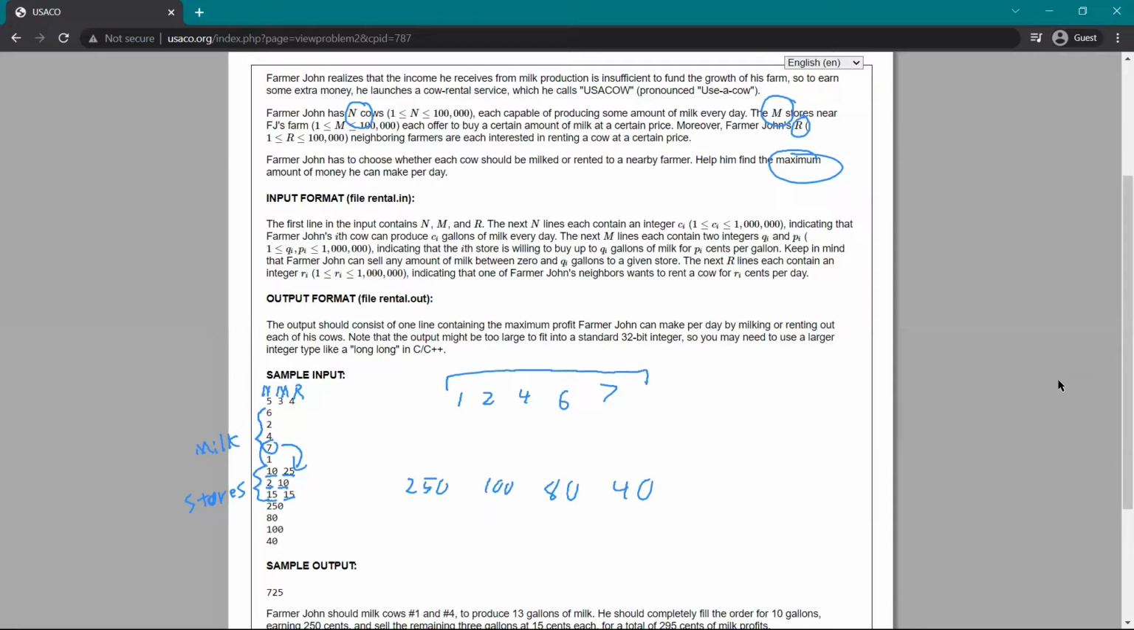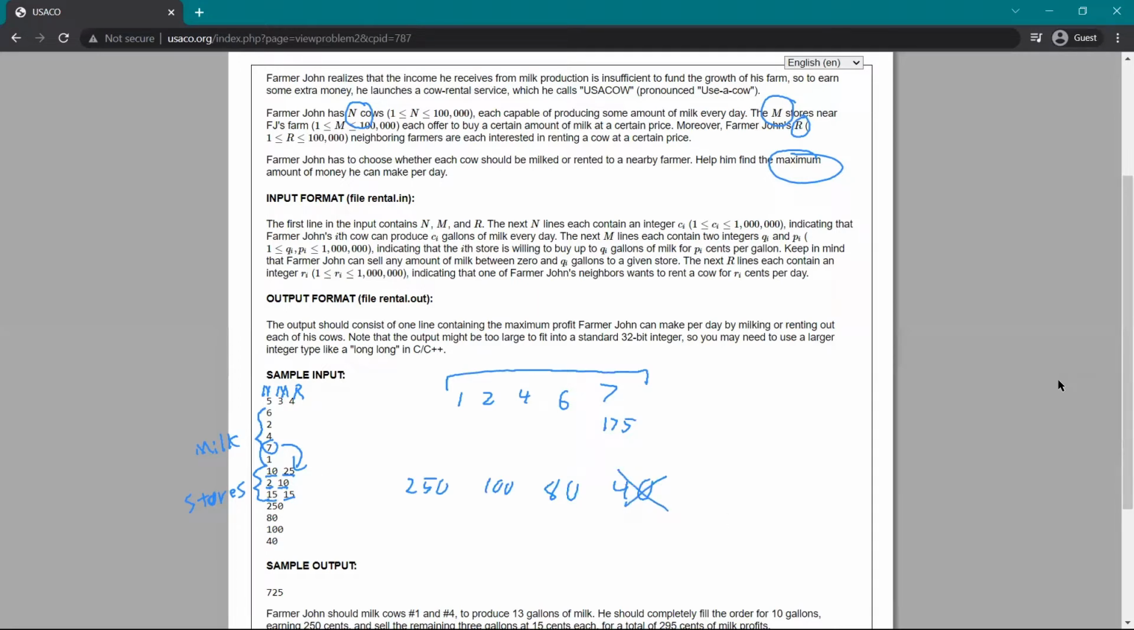So if you look here, 7 is the amount of milk the highest milk producing cow makes. And we want to multiply that by 25, which is 175. So we see that if we sell all of our milk to the highest paying store, we gain 175 cents, which is more than what we would get from renting. So we can get rid of this.